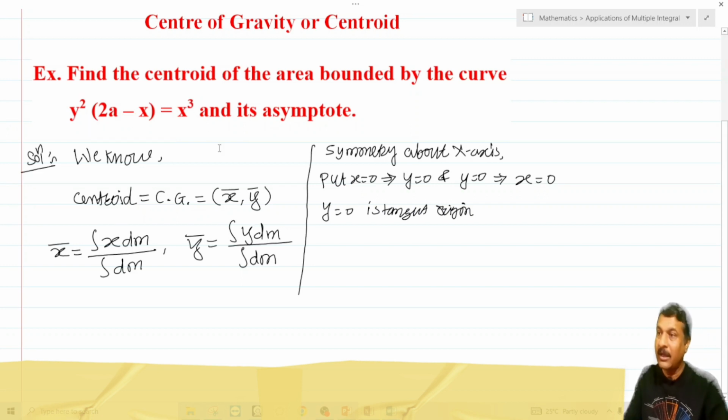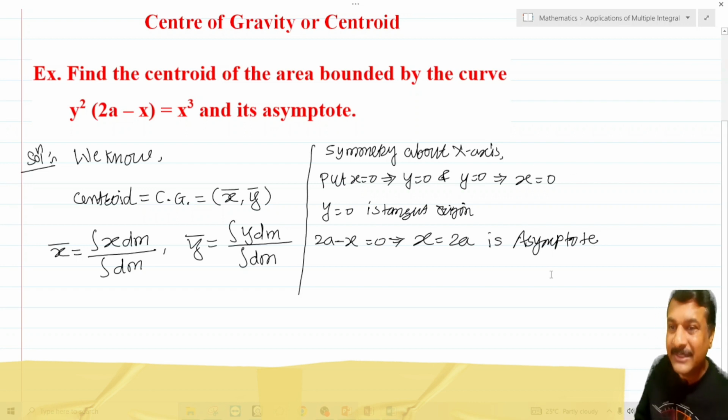Now the asymptote. The highest power in x is x cube, and the coefficient is 1, so 1 is not equal to 0, so not possible. The highest power in y is y square, so the coefficient is 2a minus x equal to 0, meaning x equal to 2a is an asymptote.